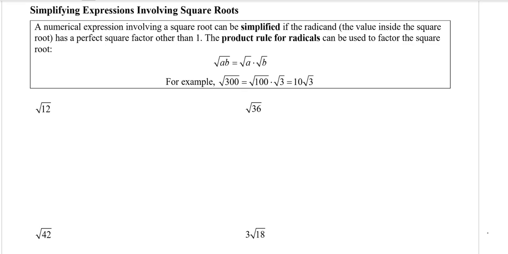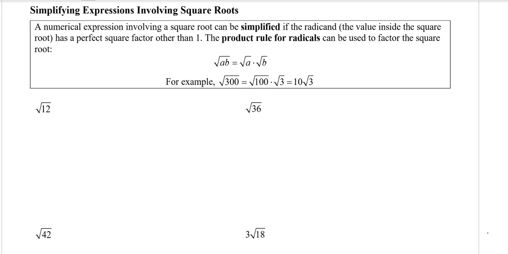In this video, we're going to continue our discussion about simplifying expressions that involve square roots. A numerical expression involving a square root can be simplified if the radicand, that's the value inside the square root, has a perfect square factor other than 1. The product rule for radicals can be used to factor the square root. So if I have the square root of a times b, two numbers multiplied together, I can split that up into two separate square roots. That equals the square root of a times the square root of b.